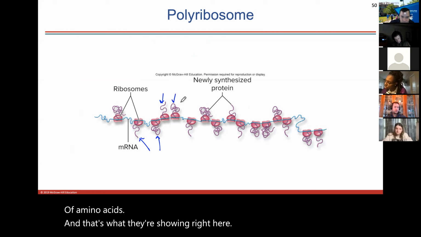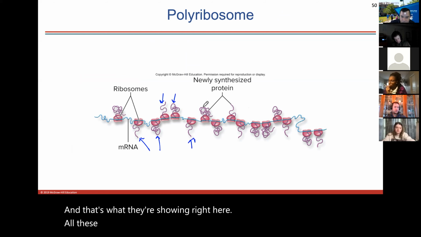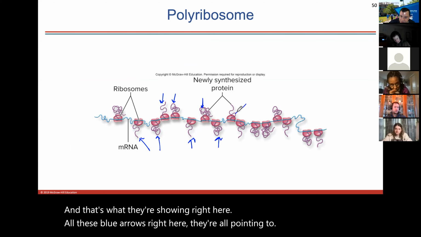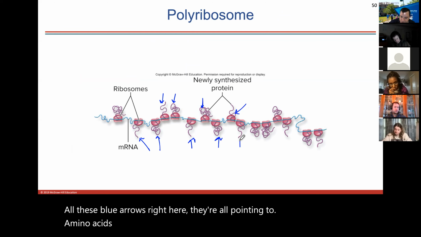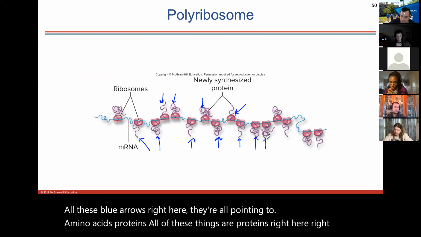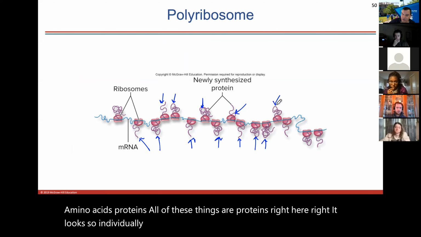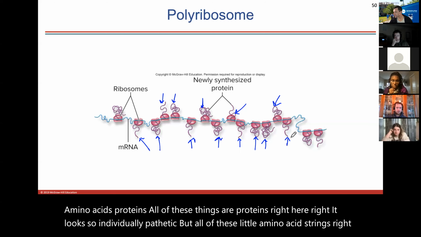All these blue arrows right here, they're all pointing to amino acids, proteins. All of these things are proteins right here, right? They look so individually pathetic. But all of these little amino acid strings right here code for something.